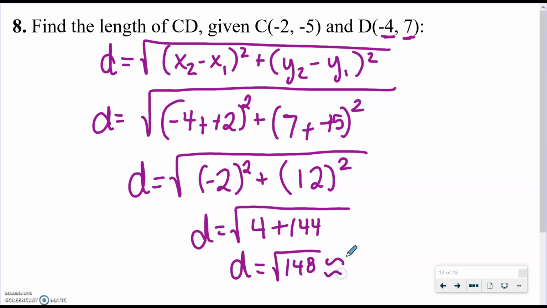I'm going to ask you to try and figure out what it would be and plug that into your calculator. Our approximate answer would be 12.17, and I'm rounding to the nearest hundredth. It was 12.165, and so I round that 6 up to a 7.